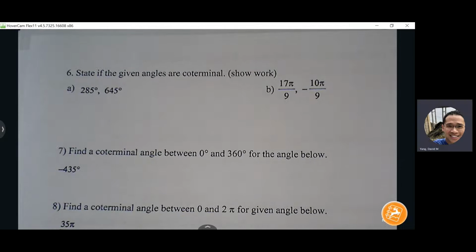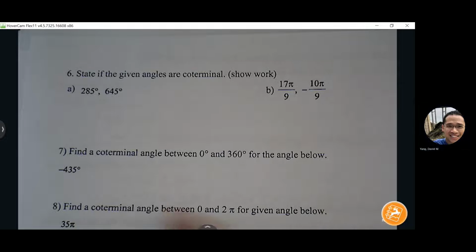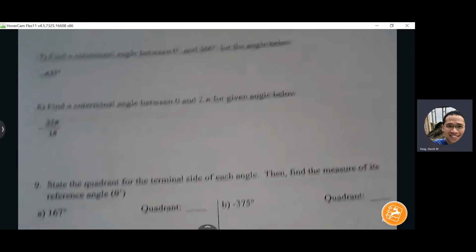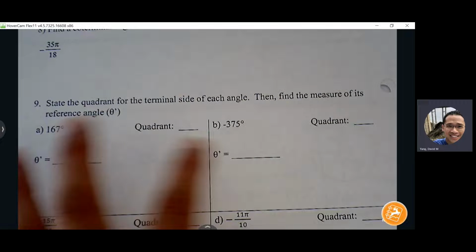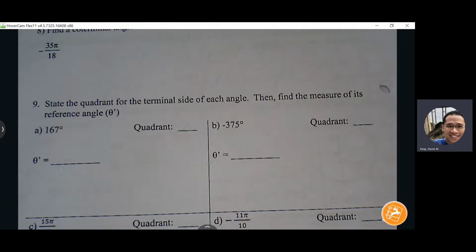And then being able to tell if angles are coterminal. The way you do that is, you know that angles are coterminal if they are separated by a factor of either 360 or 2 pi, right? So if I can take one angle and keep adding 2 pi and eventually reach the other angle, then I know that my angles are coterminal. Or if I take one angle and add 360, if I can reach the other angle, I know that they are coterminal. And then number 9 and A through D, being able to find the reference angle. Okay, so that's what you can expect on the quiz tomorrow.